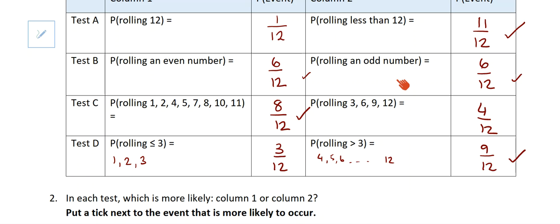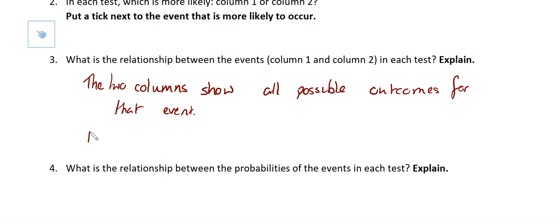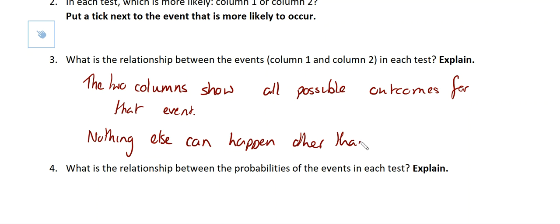Nothing else can happen. So we could say nothing else can happen other than those 2 things, is another way to write it. Does that make sense? Yeah. Okay. Did anyone write that along those lines?